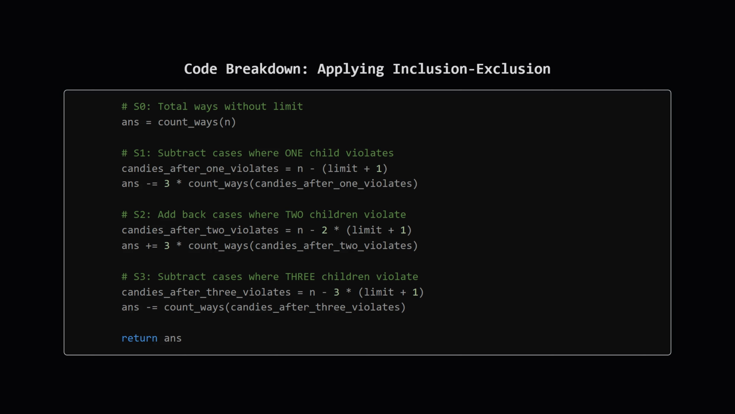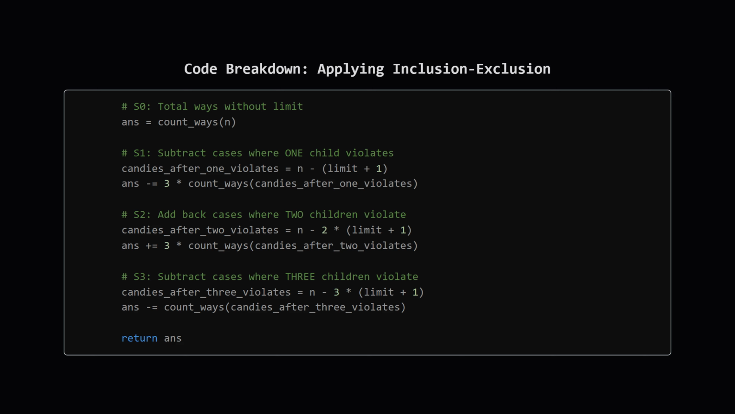Now using our count_ways helper. First, we calculate the total ways to distribute n candies without any limits. That's count_ways of n. Store this in our answer. Then, we subtract the situations where one child gets too many. We figure out how many candies are left if one child takes limit plus 1 candies. That's n minus (limit plus 1). We call count_ways on this new amount, multiply by 3 for the 3 choices of which child, and subtract it from our answer.